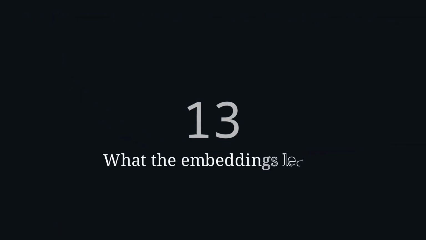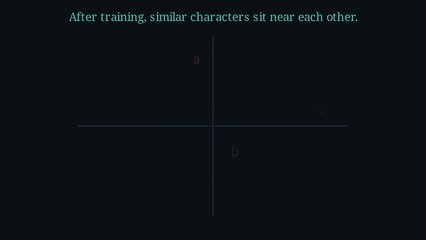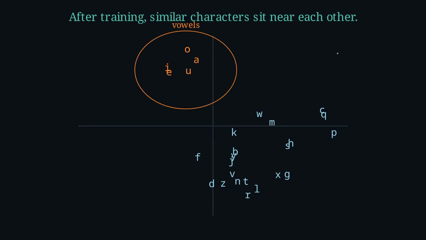Chapter 9. A look inside the learned character space. Here's something wonderful. If we make the embedding two-dimensional and plot the characters after training, they organize themselves meaningfully. The network was never told what a vowel is. Yet A, E, I, O, and U drift together into their own cluster, because they play similar roles in predicting the next letter. The embedding learned structure about language on its own.